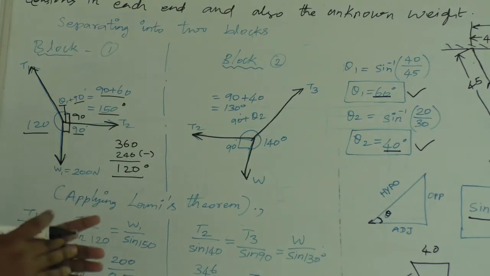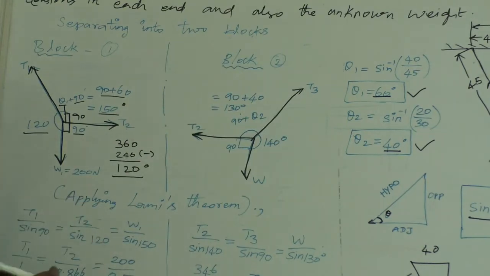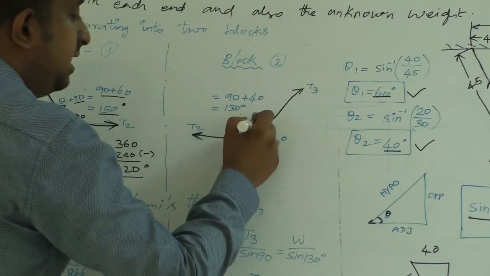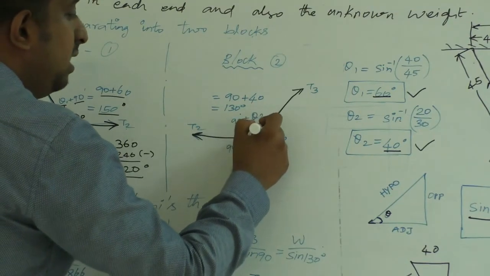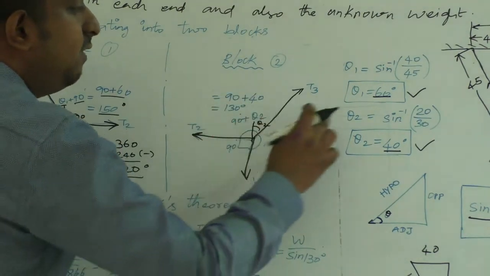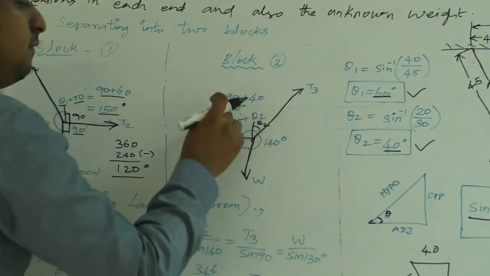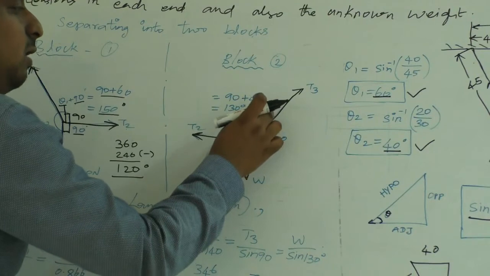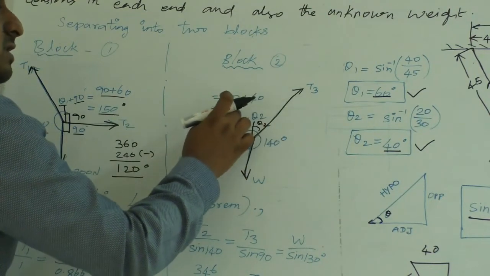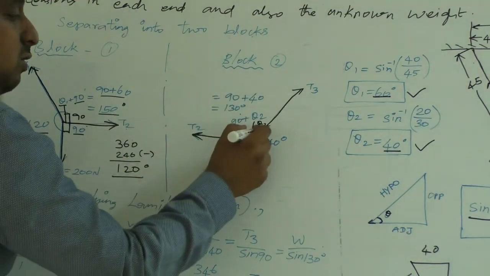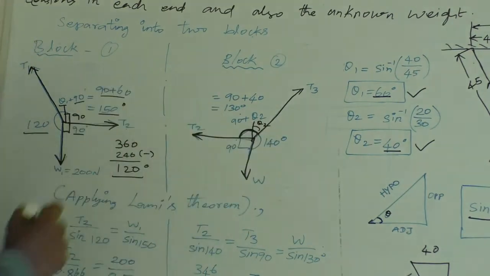We also don't have the angles. How to find the angles first? We have this theta 2 here. This is your theta 2, right? We have found the theta 2 value from sine inverse, that is 40. If you apply theta 2 equal to 40, 90 plus 40 is equal to 130 degrees. So the total angle is 130 degrees.